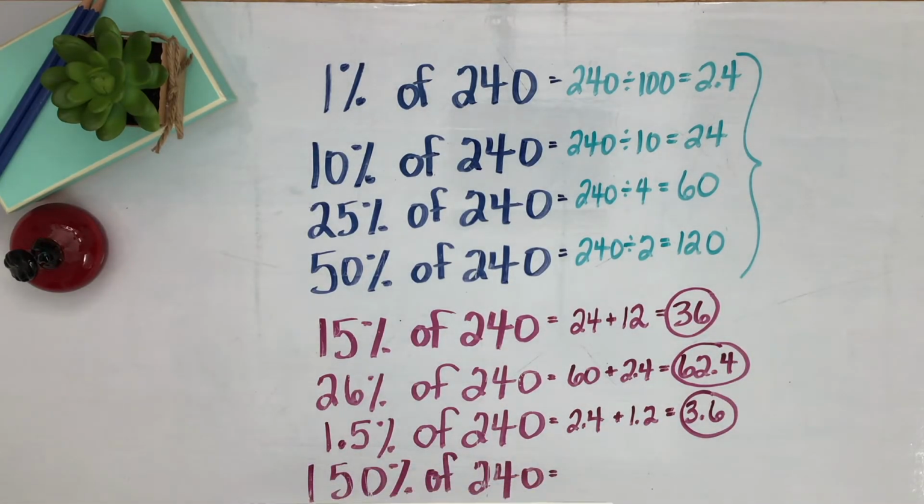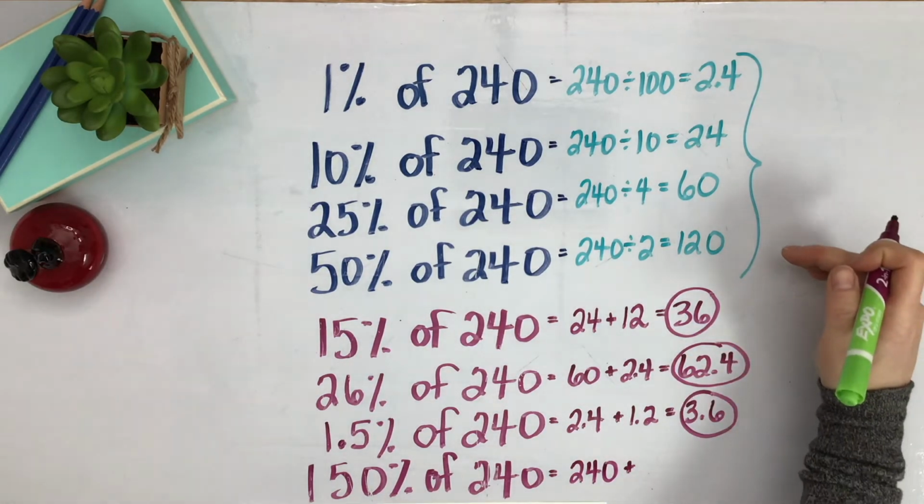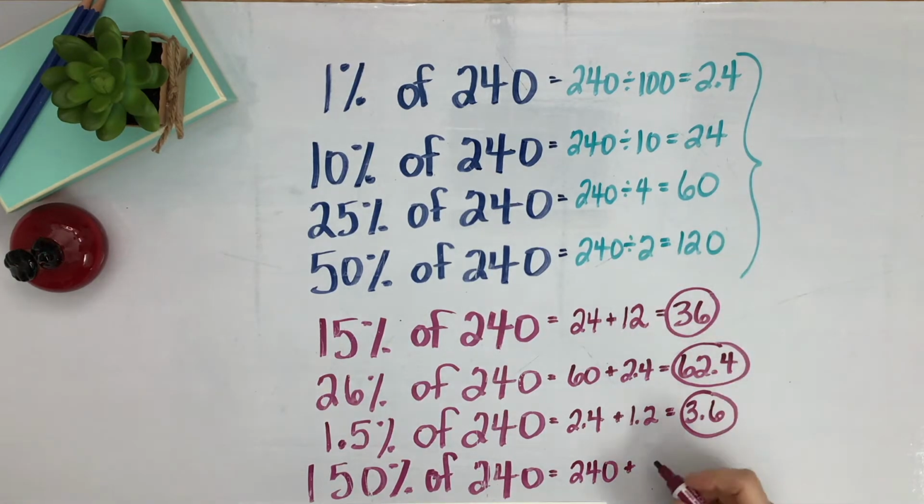Let's try making something more than 100%. Let's do 150%. So 100%, that's the easiest number to find because it just means all. 100% of 240 is 240. Now let's find 50%, which is just half. And now I can add those together. 360.